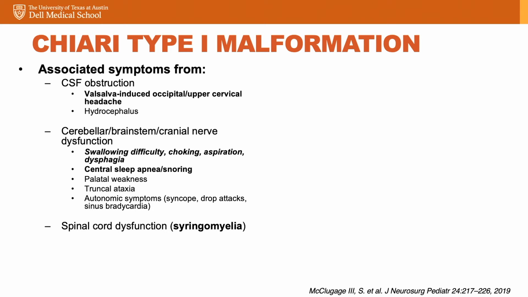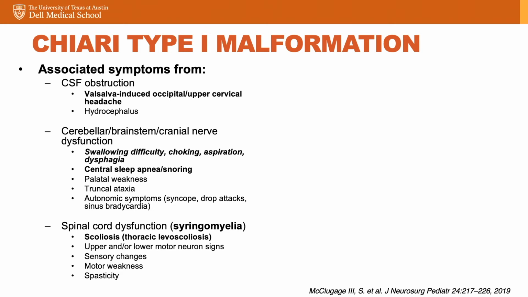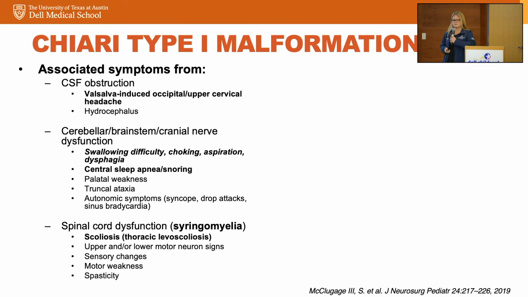And the final spinal cord dysfunction symptoms, mostly related to the syringomyelia: you can see scoliosis, which more commonly will have thoracic levoscoliosis, so the curve to the left side. So you definitely see that in one of your patients, and the younger they are, it's a very red flag, and you do want to look into it, get scoliosis films, and do the full evaluation. And then you can see upper, lower motor neuron signs, motor weakness, spasticity, sensory changes as well.